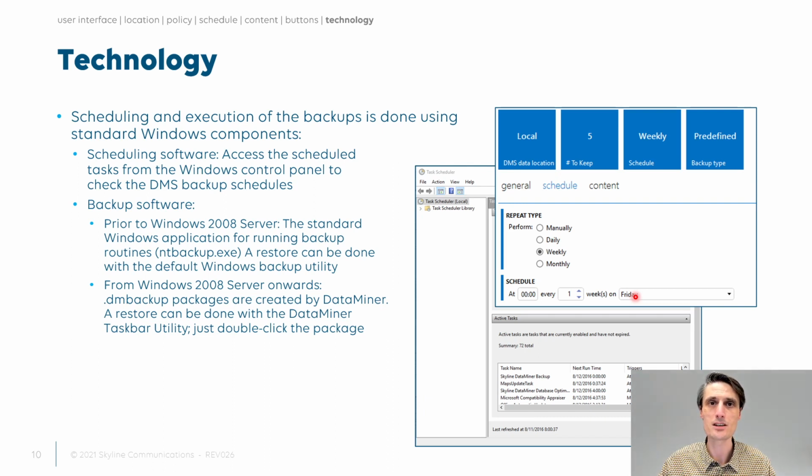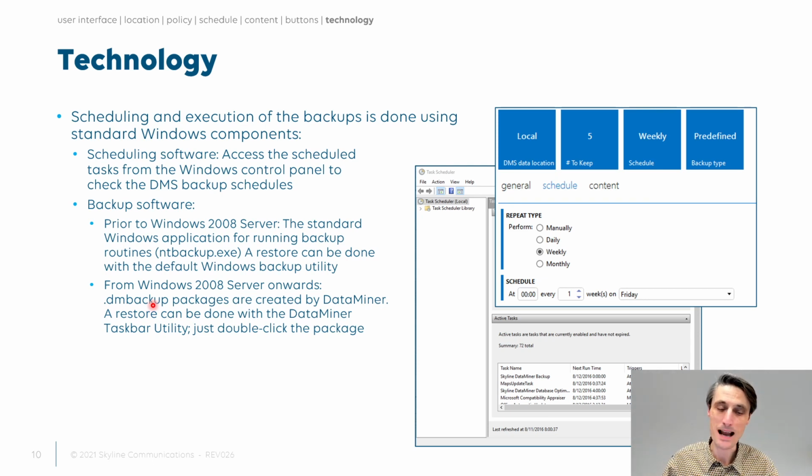So first of all, I want to mention that the scheduling technology, like every night at 2 o'clock we generate a backup, is triggered by the scheduling of the Windows operating system. So you will find a scheduled task in there. That's the task scheduler you see here. That is actually the Skyline DataMiner backup that is running every night, for instance. What will be generated? Let's just focus on Windows 2008 onwards, because the 2008 server is kind of outdated already. That is basically generating a .dm backup package.